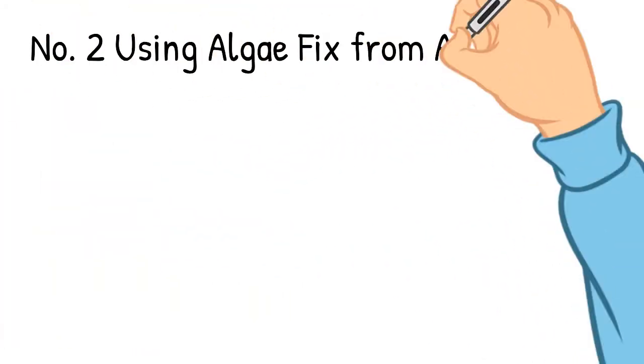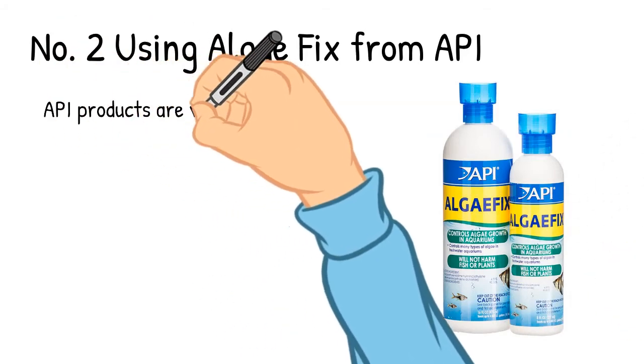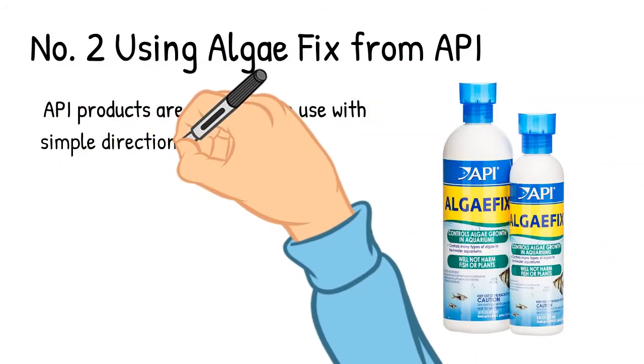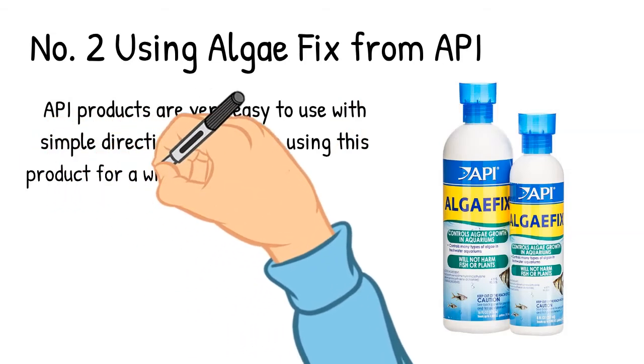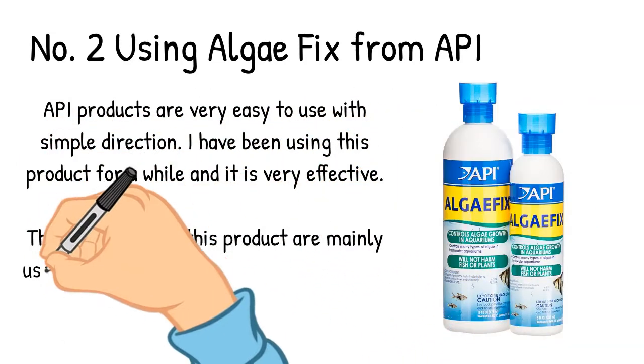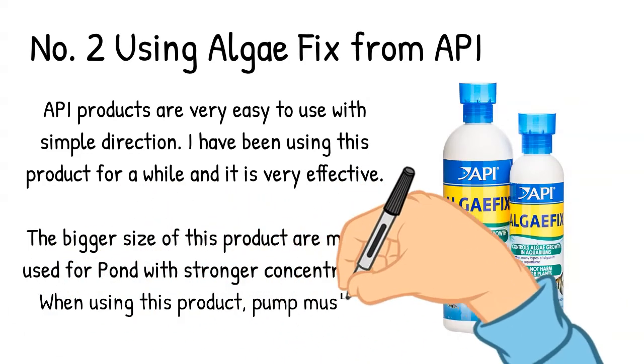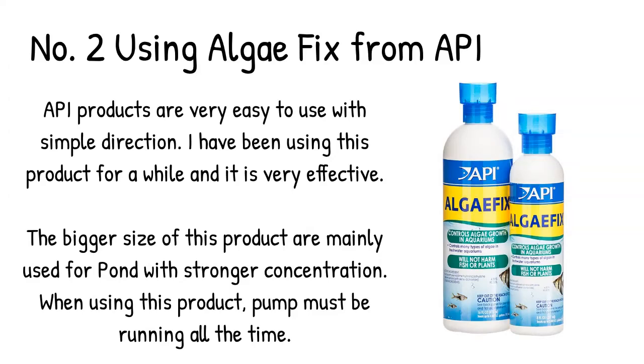Number 2. Using Algae Fix from API. API products are very easy to use with simple directions, and I have been using this product for a while and it's very effective. The bigger sizes of this product are mainly used for ponds with stronger concentration. When using this product, the pump must be running all the time.